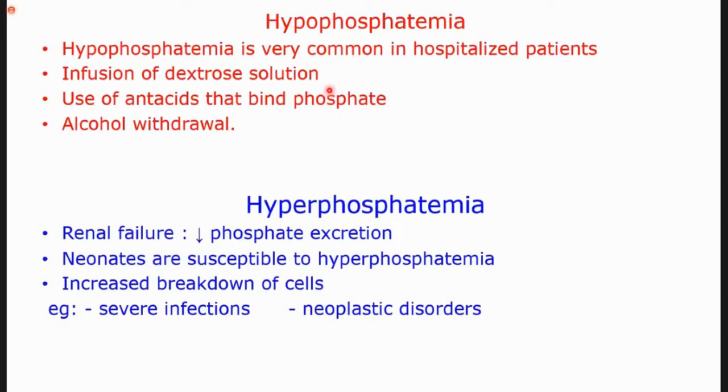Whereas on the other hand, hyperphosphatemia can be due to renal failure, because of inability to excrete phosphates in the urine. Neonates are more susceptible to hyperphosphatemia, and increased breakdown of cells, for example in severe infections and neoplastic disorders, also leads to hyperphosphatemia. So we can have two severities: hypophosphatemia and hyperphosphatemia.